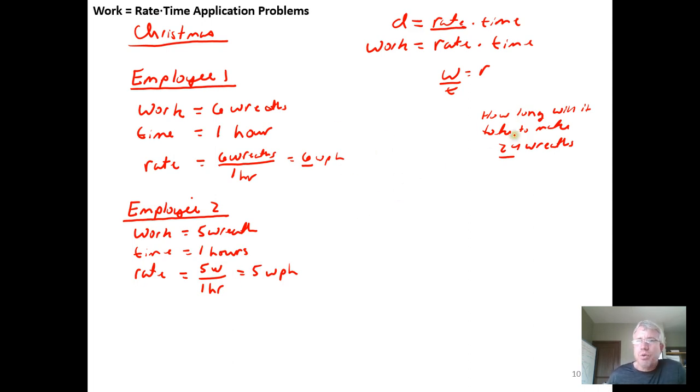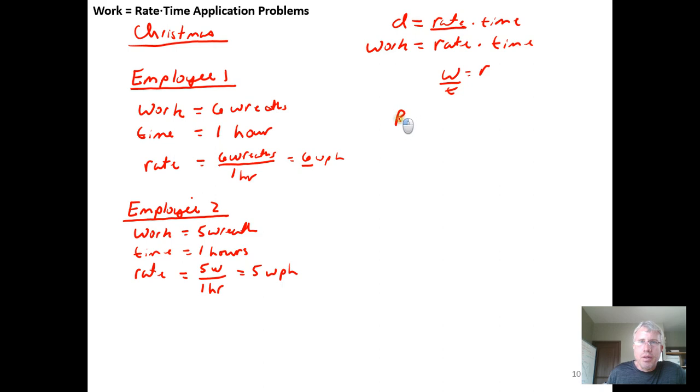So then we can ask a question like this. We could say, how long will it take them to get 24 wreaths done if they work together? So this brings up another big idea in the work equals rate times time problems.